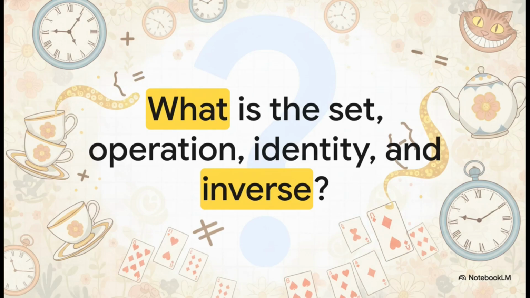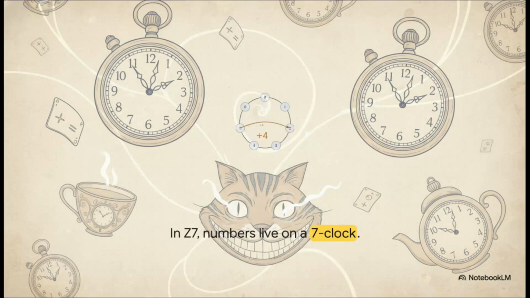What is the set? What is the operation? What is the identity? And what is the inverse? Now, what's really interesting about this slide is how time acts so strangely here. We're looking at C7, where numbers live on a 7 o'clock. Our set is just the numbers 0 through 6. Our operation, addition modulo 7.